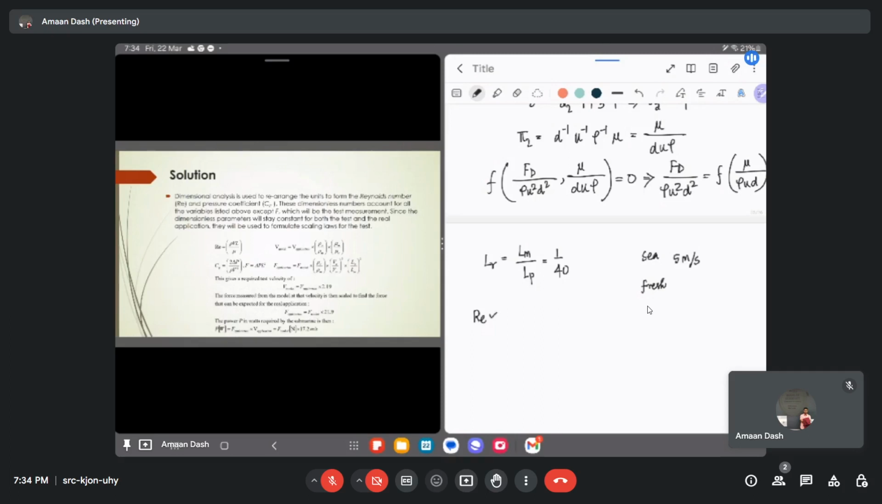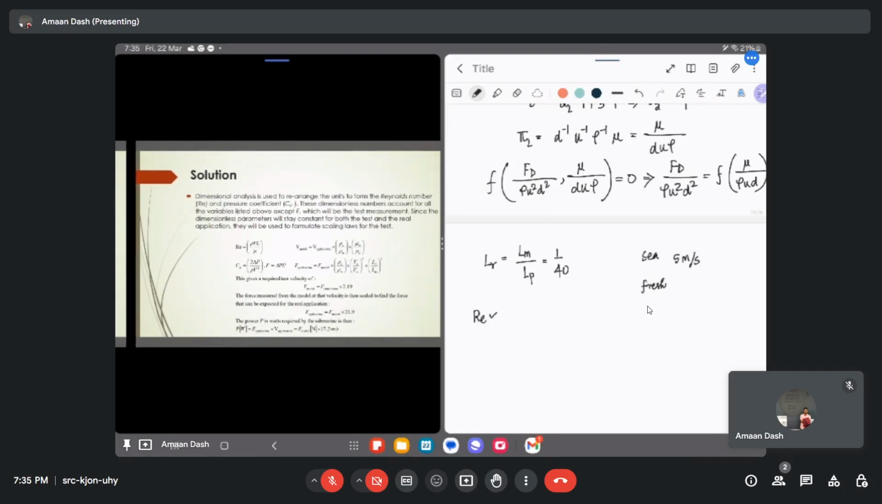So if we do that, we can just substitute the values and we get V model equal to V application times 2.19. And similarly, the application force is equal to 21.9. Okay. And now you can calculate the power, that is nothing but force into velocity.